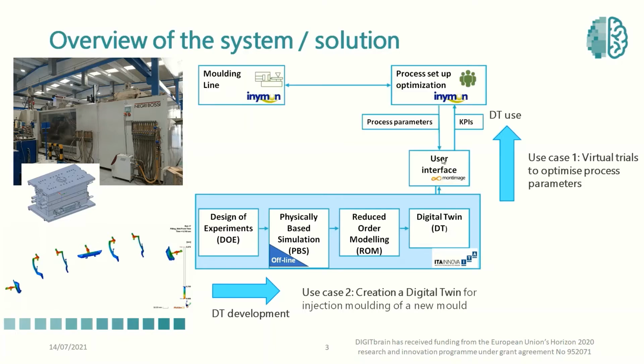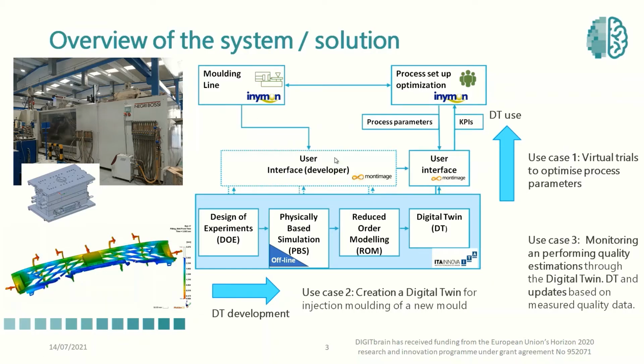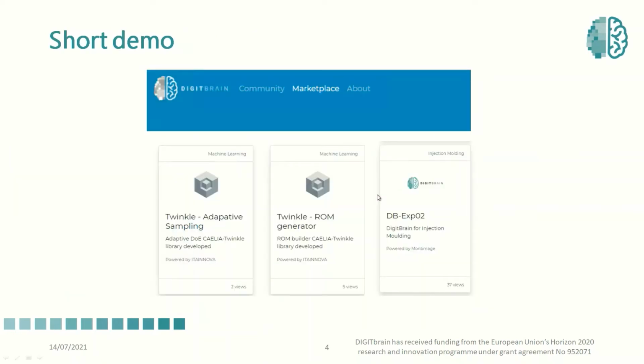A graphical interface allows the user to operate the digital twin, to perform virtual trials and optimization, also to import data from the line for monitoring purposes and quality estimations. The solution has been deployed in the Digital Agora as 3 different applications. 2 of them support the digital twin development process. The other is the end-user interface. We are going to see a short demo of the last one.